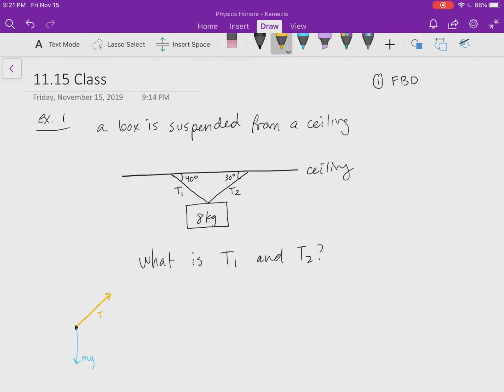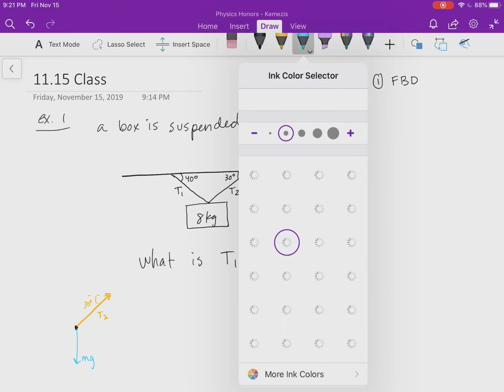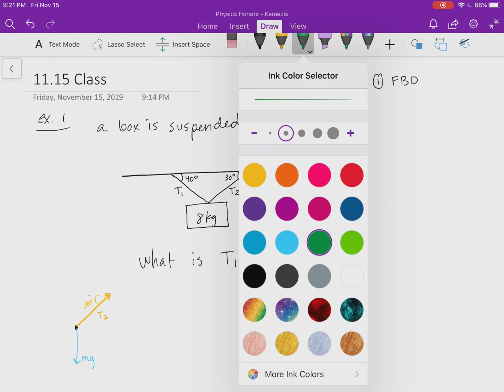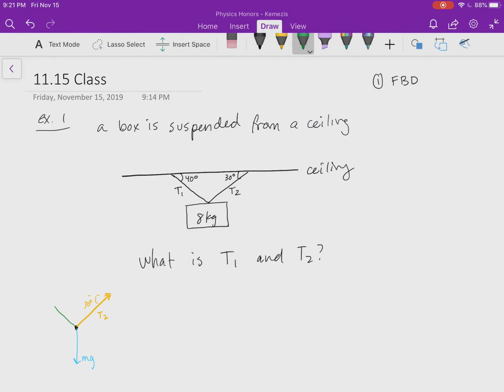There's one tension force going up and to the right, which we call T2. That is at a 30-degree angle. It's important to make sure we note the angles that these things are going at. And then we have T1 going up and making an angle of 40 degrees with the ceiling. Okay, so this doesn't really help us all too much.